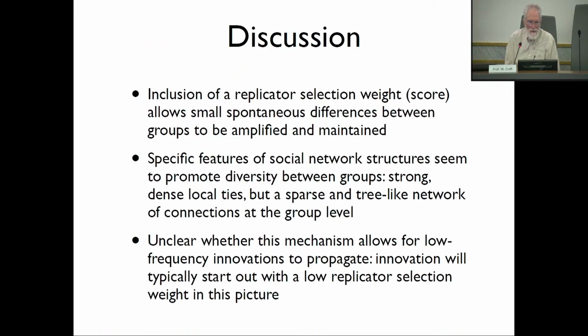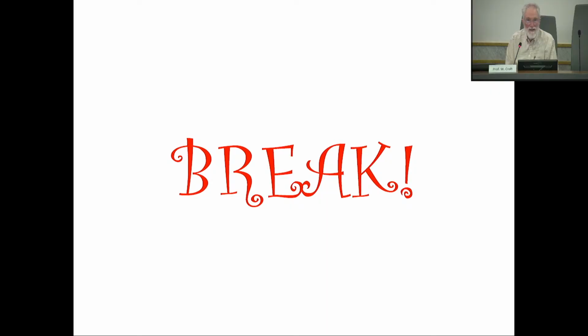So inclusion of a replicator weight allows small spontaneous differences between groups to be amplified and then maintained, and specific features of social network structures matter. So this is a study, a phenomenon, where the social network structure mattered a lot. You have to have strong, dense local ties, but a sparse and tree-like network of connections at the group level. It's unclear, since they never finished this project, whether it allows for low-frequency innovations to propagate. Innovation will typically start out with a low replicator selection weight in this picture. So we'll stop there. Thank you very much.